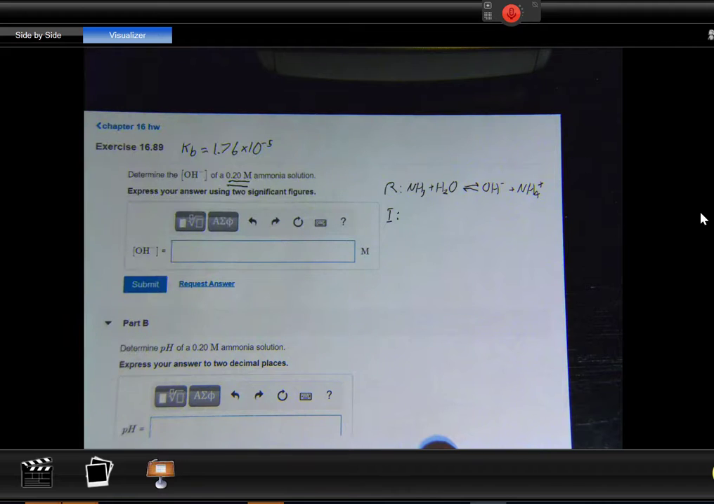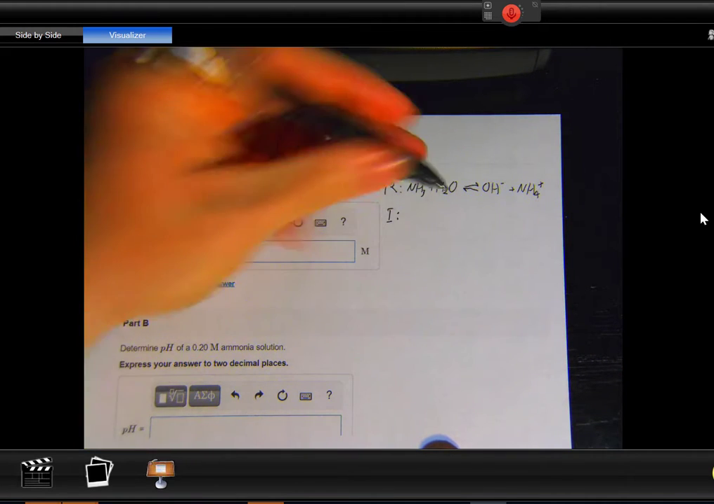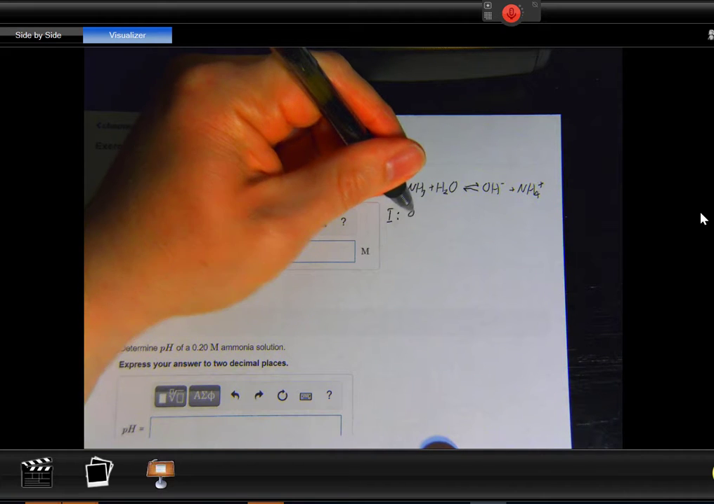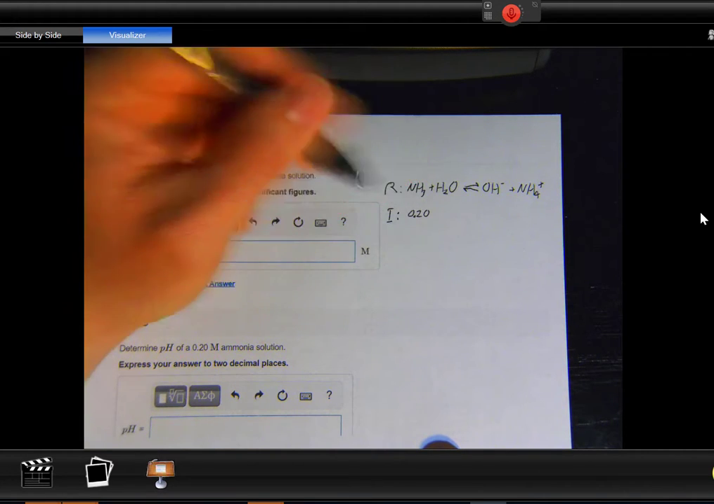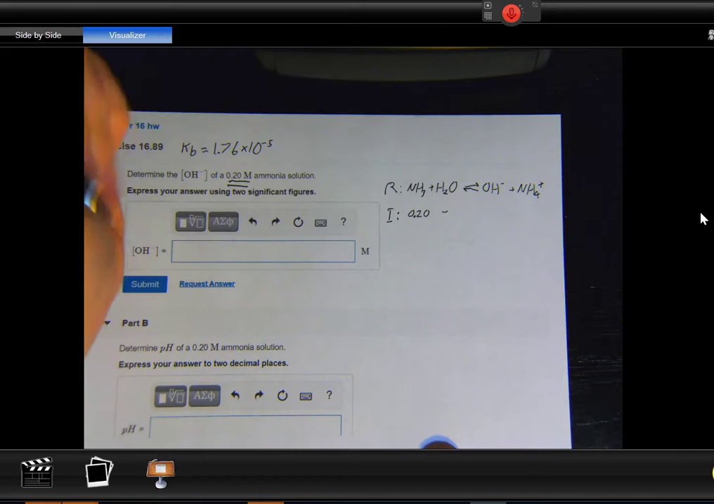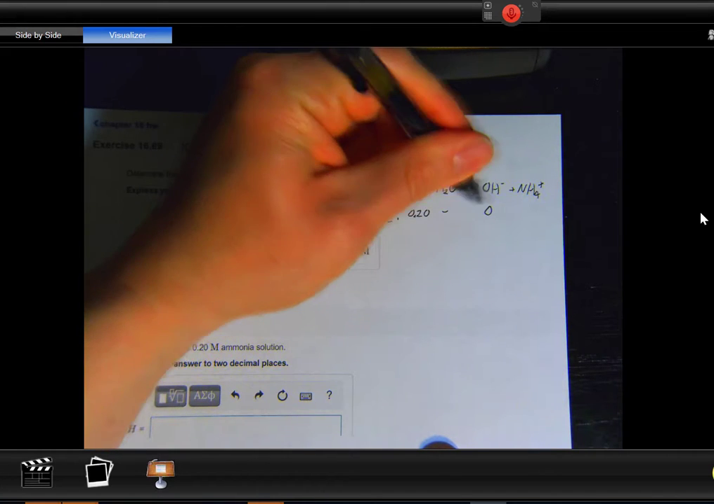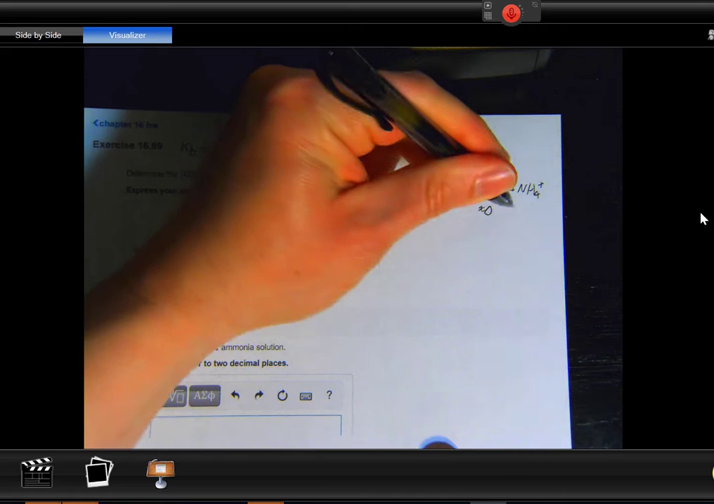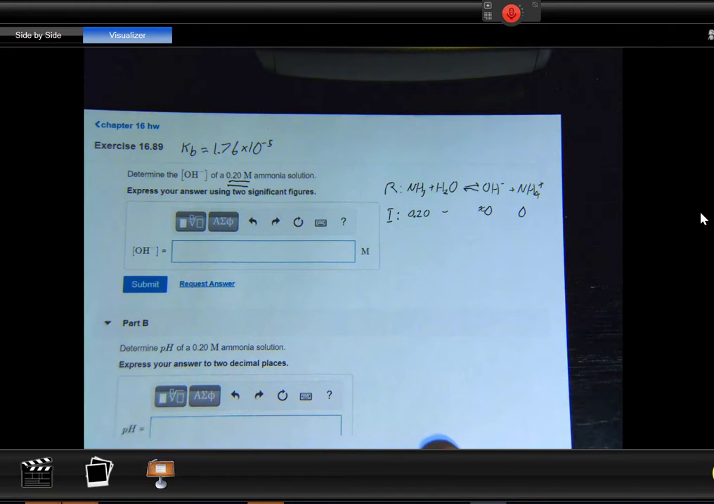And then we have the initial amounts. Initially we are given the concentration of the base. That concentration is 0.20. We don't care about water. These both start at approximately 0. And we're pretty much always going to do that, unless you have a question that says specifically you have this and this, so you would have essentially two concentrations provided, or you have something that's a polyprotic acid.